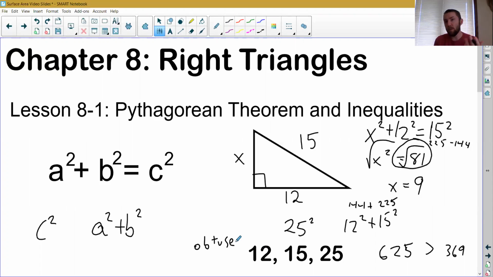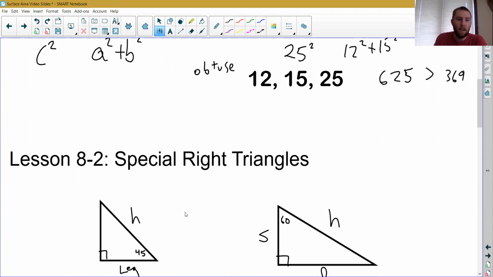Right? But if it was smaller, we'd say acute. If it was equal, we would say a right triangle. So those 2 types of problems are what you may see on your quiz. So if they're confusing, you need a little extra practice, make sure you go back and do that.